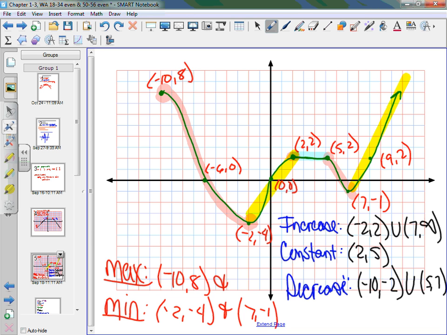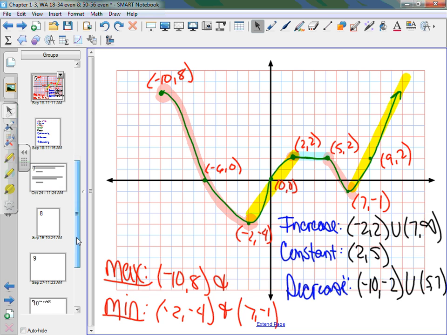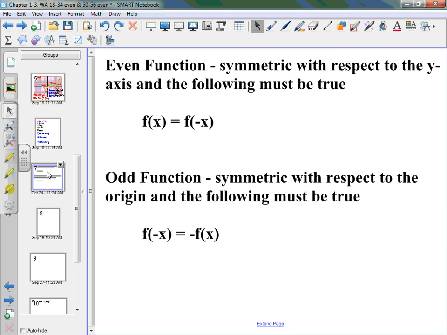What, Kat? Okay, do we understand this part right here? Any questions? Okay, next order of business. Write that down.